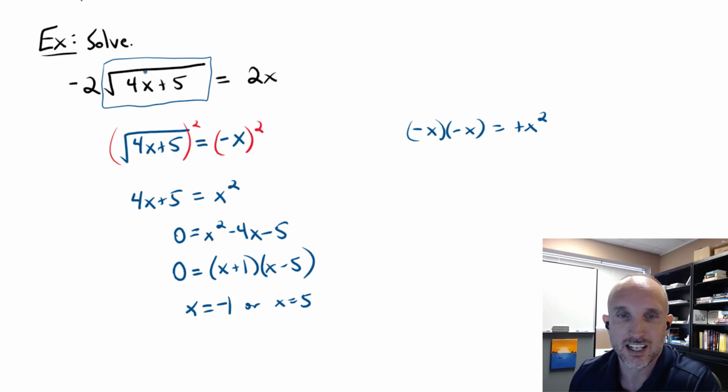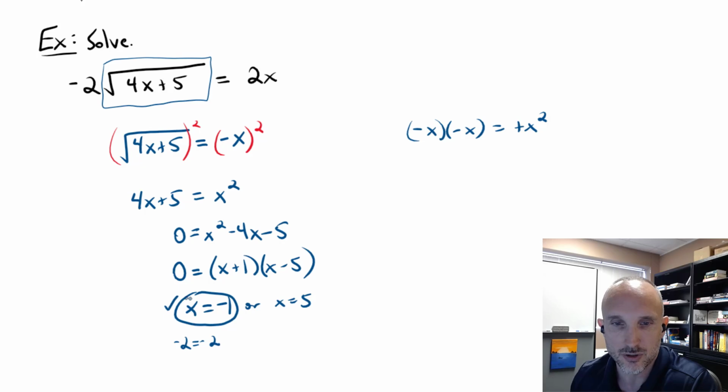So if I plug in negative 1 for x, I get negative 4 plus 5, which is 1. The square root of 1 is 1, times negative 2 is negative 2. So on the left side, I get negative 2. On the right side, 2 times negative 1 is negative 2. So this one checks because that's true.